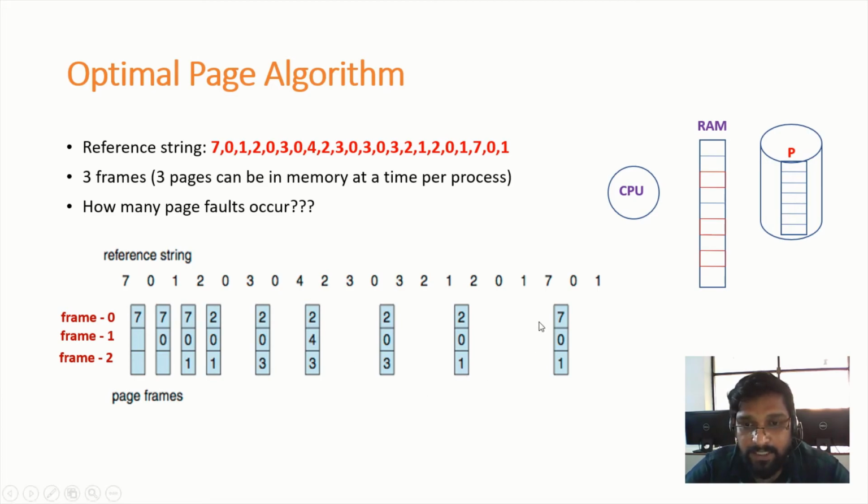Right? So next CPU is requesting for page number 2, and page number 2 is present inside the RAM, and we are going to call it as a page hit. Next CPU is requesting for page number 0, and page number 0 is present inside the RAM, and we are going to call it as a page hit. Next, CPU is requesting for page number 1, and page number 1 is present inside the RAM, and we are going to call it as a page hit. Since the contents of the RAM has not been changed, I have not written anything here, right?